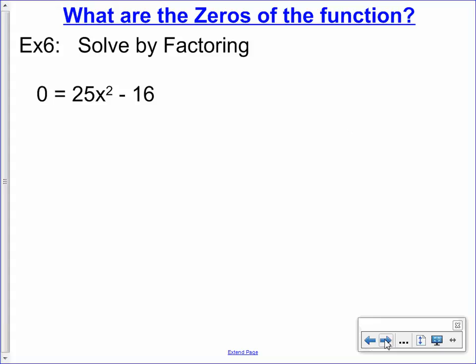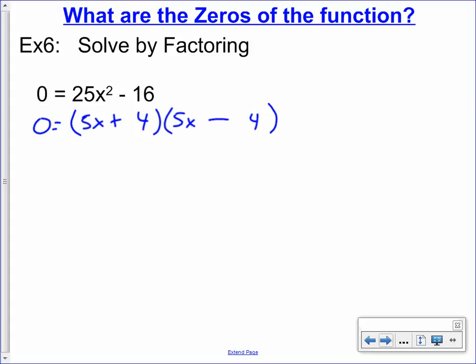In example 6, 25 and 16 should look really familiar. Those are squares, so we have a difference of squares. So we have 5x, 5x, 4, and 4. We know one is positive, we know one is negative. It's already set equal to 0.